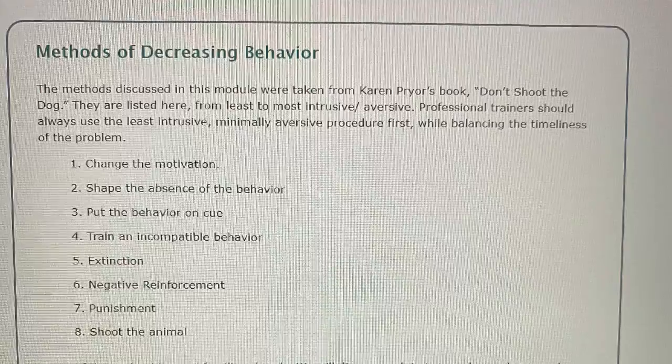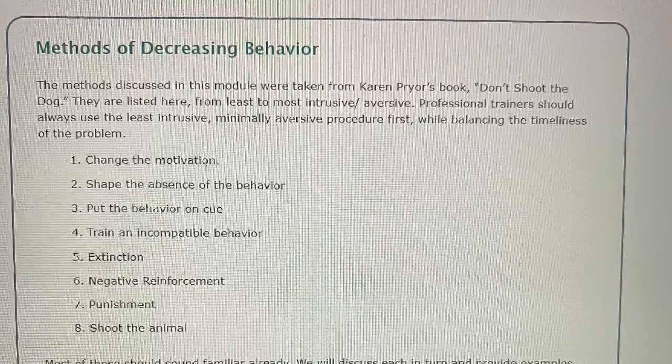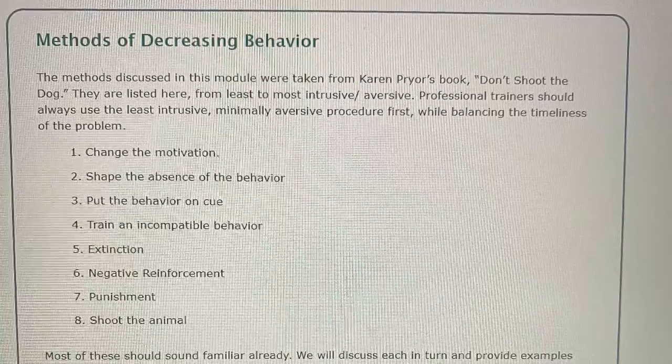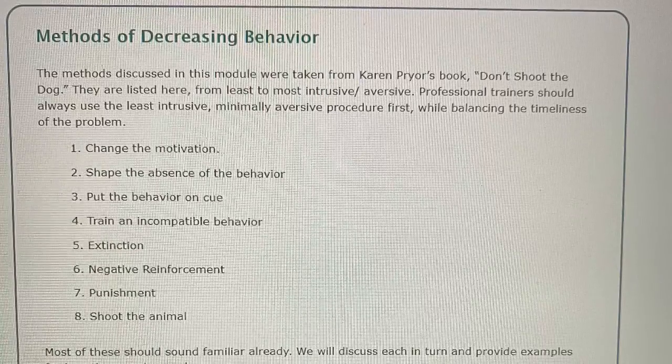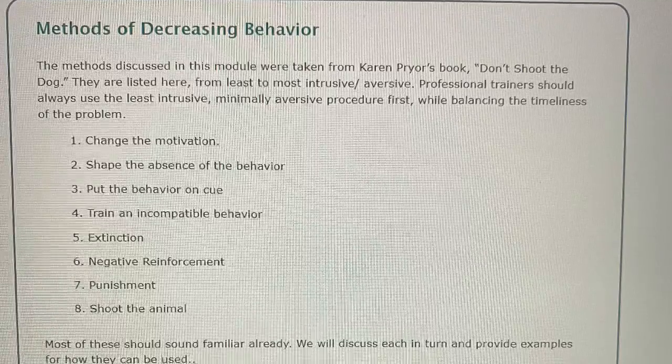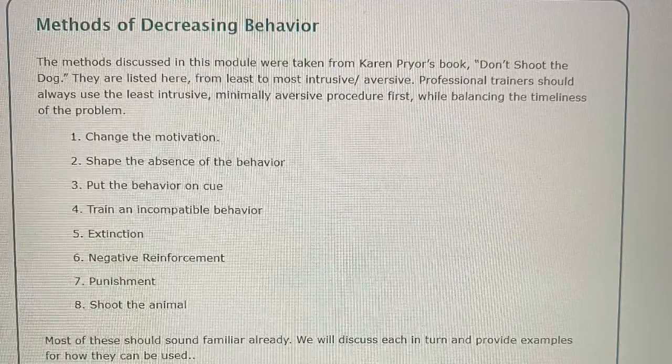The methods discussed in this module were taken from Karen Pryor's book, Don't Shoot the Dog. They are listed here from least to most intrusive/aversive. Professional trainers should always use the least intrusive, minimally aversive procedure first, while balancing the timeliness of the problem.